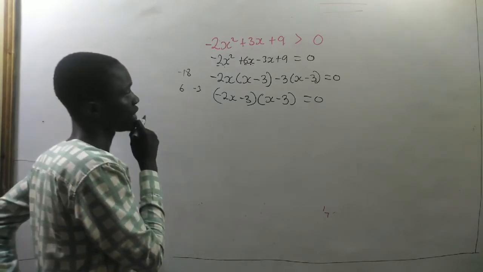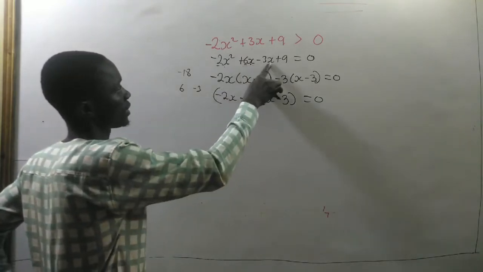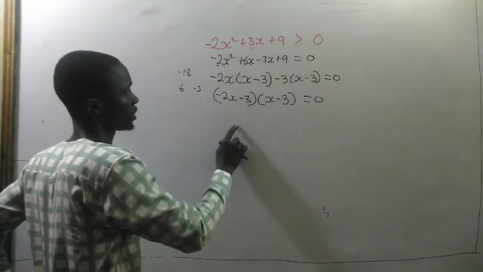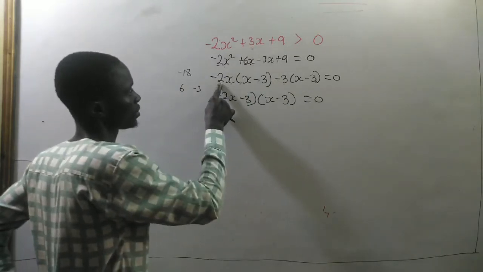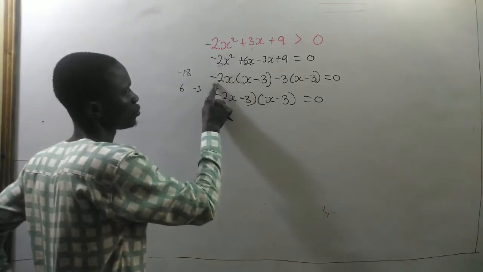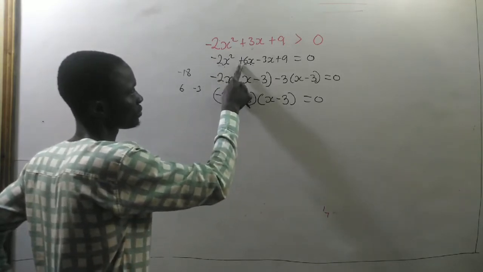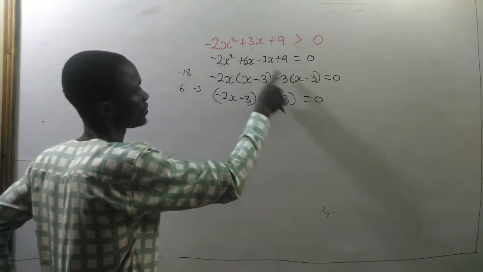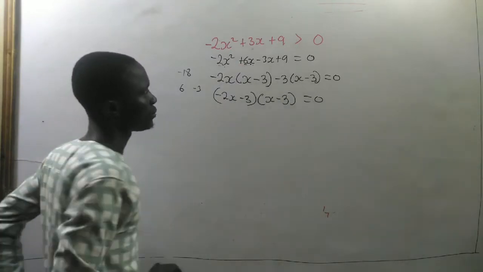So let's check if we are right there. 6x minus 3x is 3. That one is correct. Minus 2x times x is minus 2x squared. Minus 2 times minus 3 is positive. Minus times positive is minus. Minus times minus is positive.